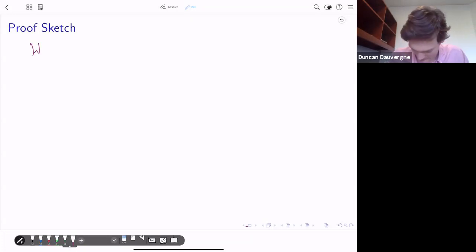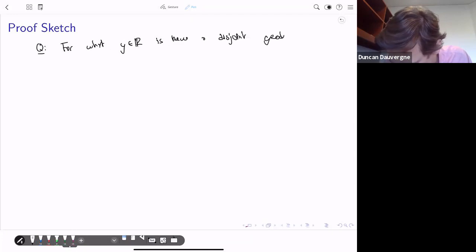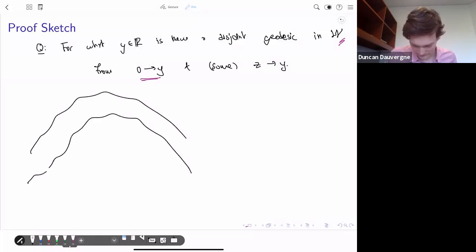So basically, the question here is: for what y in R is there a disjoint geodesic in W from 0 to y and from some z to y? The reason that this is doable is because your geodesics from 0 to y actually have a very simple structure. Just like in the melon, they always follow the top line. When you're looking at geodesics in W, they're always just going to follow the top line. So my picture, when I try and draw what W looks like, is that these geodesics follow the top line.